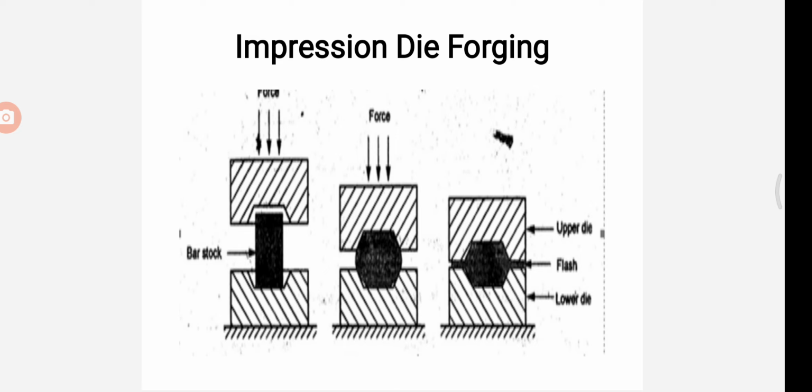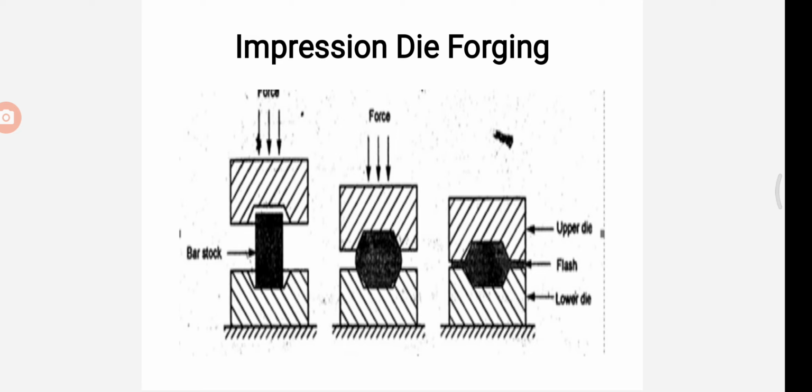metallurgy. The blank is placed on the lower die and the upper die begins to descend. The blank shape gradually changes, as shown in the diagram. Gradually it changes, followed by the creation of the flash between the die cavities. So there will be a flash between the two die cavities.